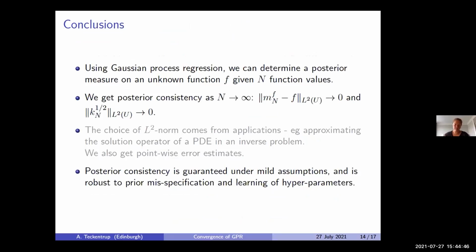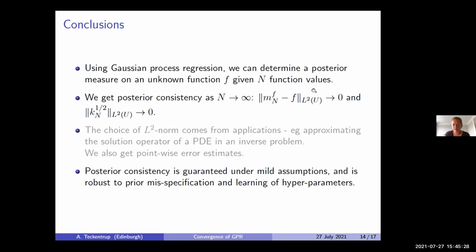Right. So that was really all I wanted to show. Just to briefly conclude, in Gaussian process regression, you can get a probability distribution, the posterior distribution, on some unknown function f, given n function values of f. You can then study what happens as n tends to infinity and study the posterior consistency aspect: that the mean tends to the true f and the variance goes to 0. So whether you converge to the truth and the posterior turns to a Dirac on the truth.